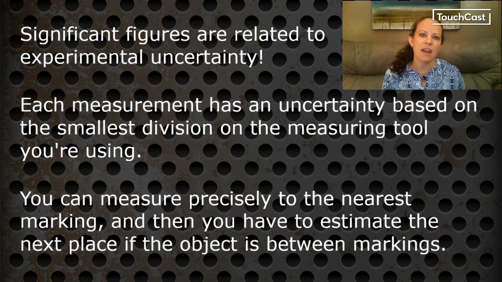Each measurement you take has an uncertainty based on the smallest division on the measuring tool you're using. As an example, a stopwatch usually is subdividing down to hundredths of a second. So we would be able to say that the hundredths place is our least certain digit. You can measure precisely to the nearest marking on the tool, and then you have to estimate the next place if the object is in between markings, and that really applies for distance measurements in particular.